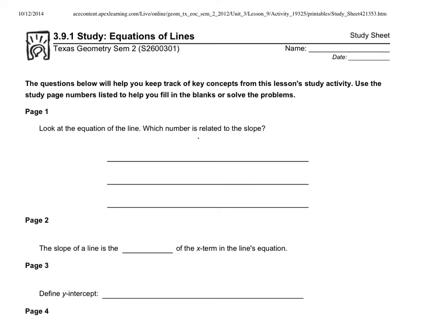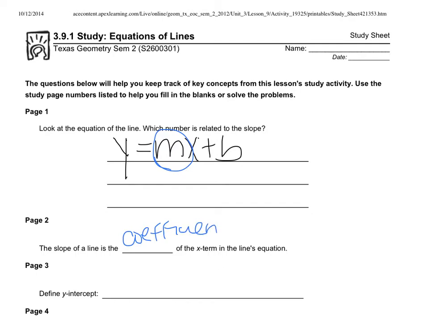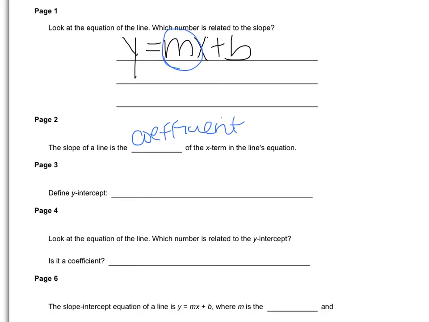So when you talk about the equation of a line, the equation of the line is y equals mx plus b. And the number that has to deal with the slope is the m. And the slope of the line is the coefficient, that m is the coefficient of the x term of the line's equation. The other part of it, the b, is our y-intercept.